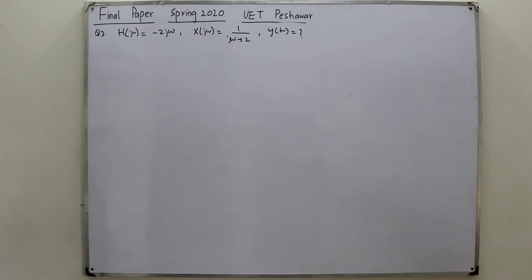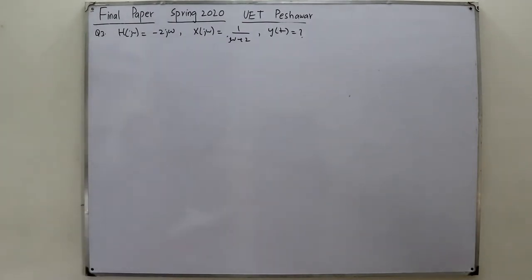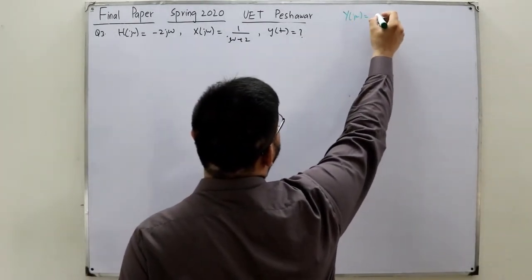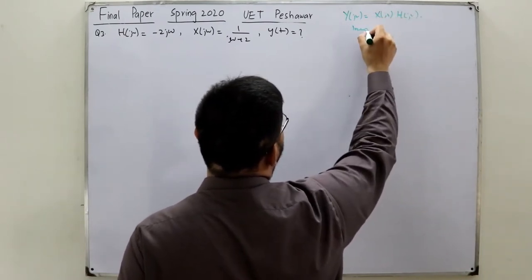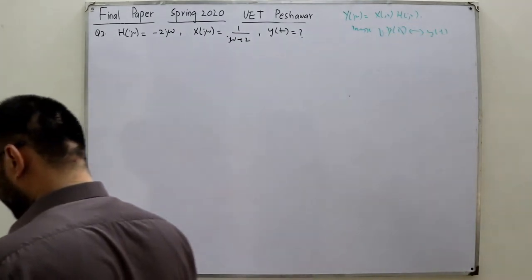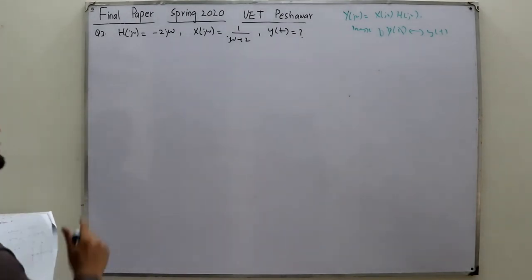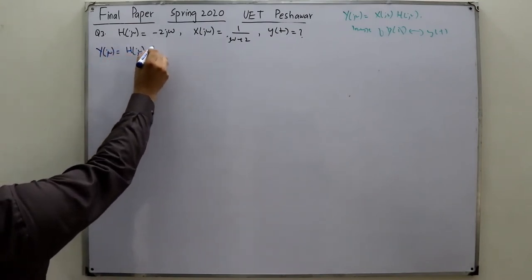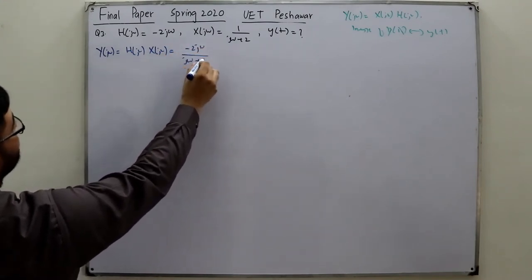You know how to do this? Yes. We're given h of j omega, we're given x of j omega. I can write my y of j omega as x of j omega into h of j omega, and then by taking the inverse of y of j omega, I will get my y of t. So let's do this. y of j omega is equal to h of j omega into x of j omega. So this will be negative 2 j omega upon j omega plus 2.